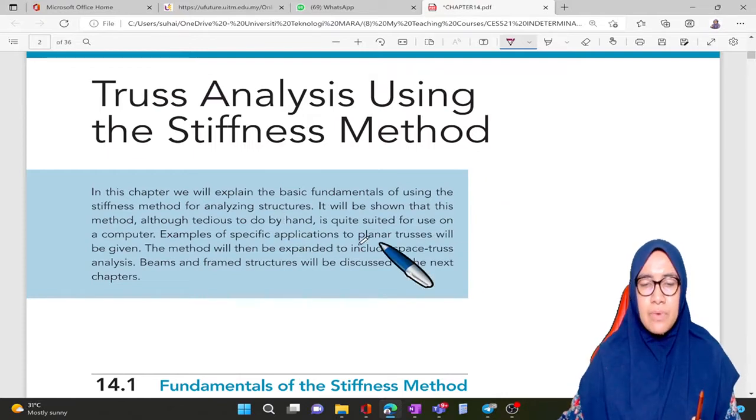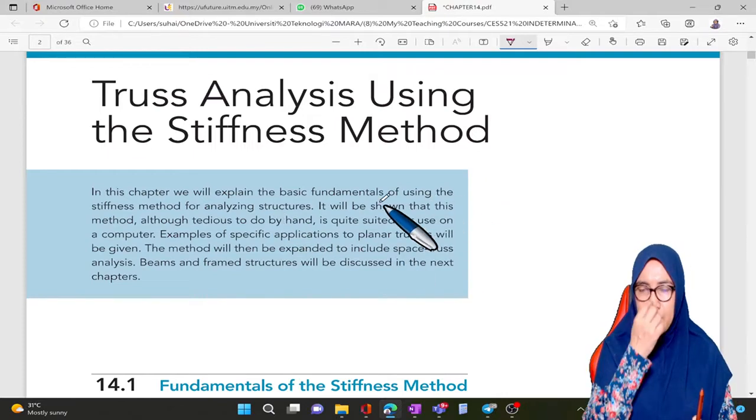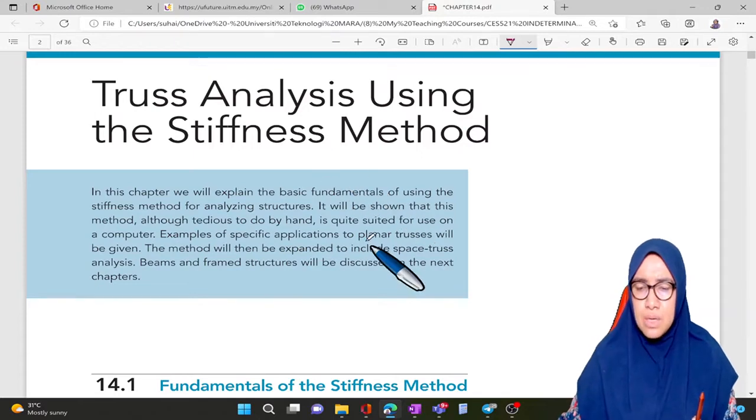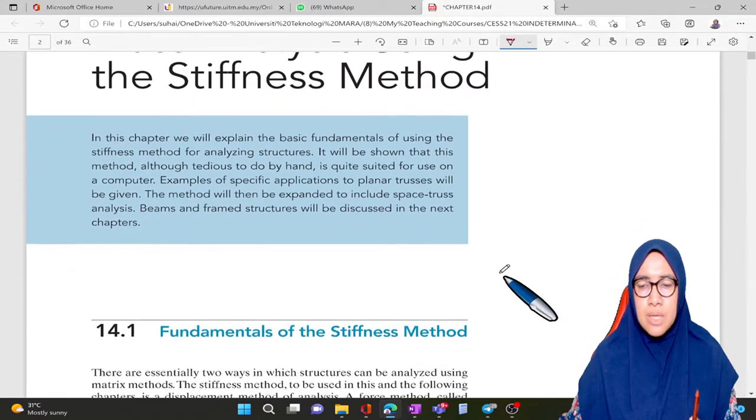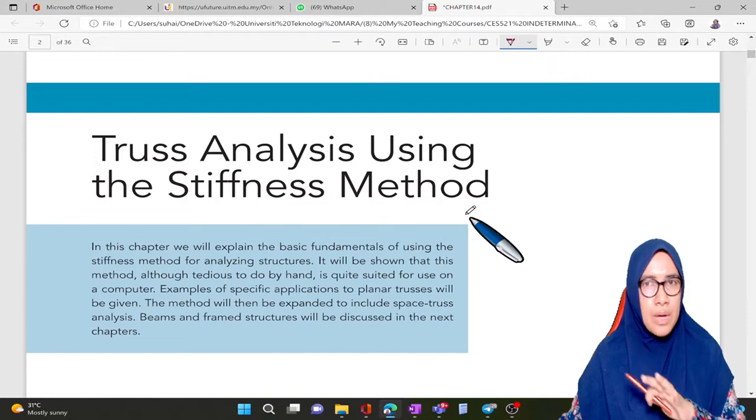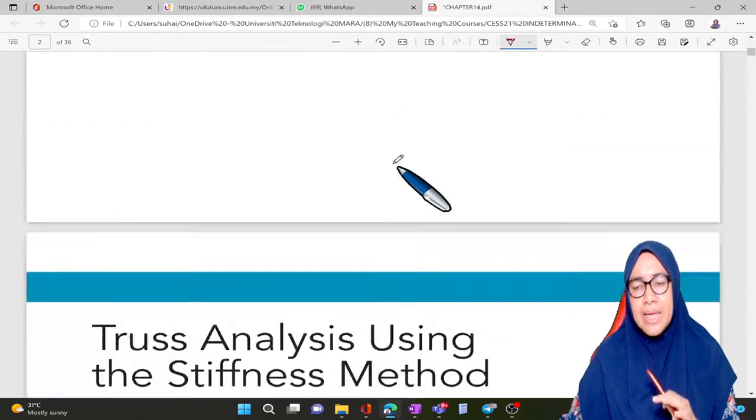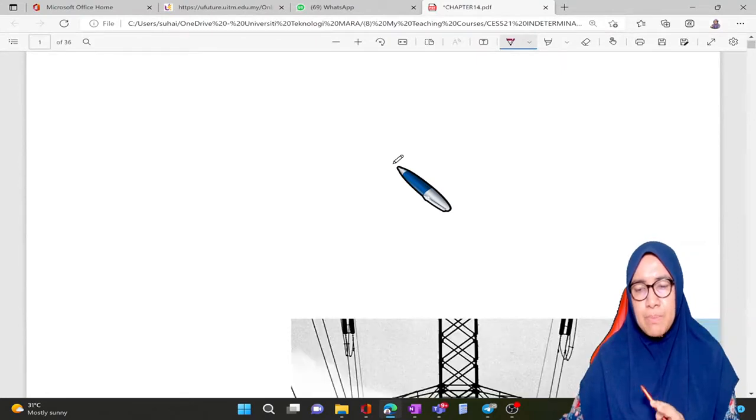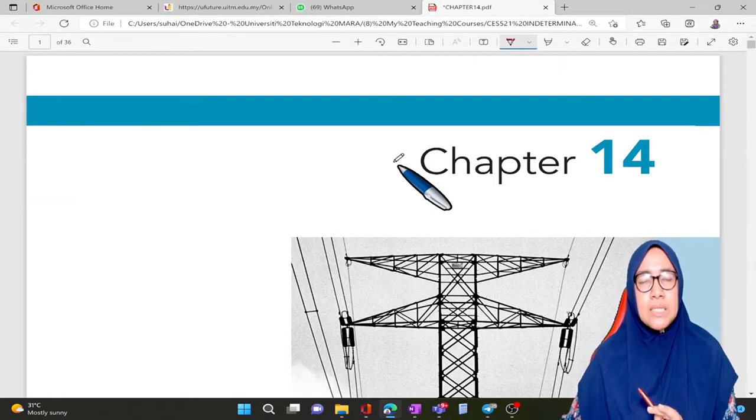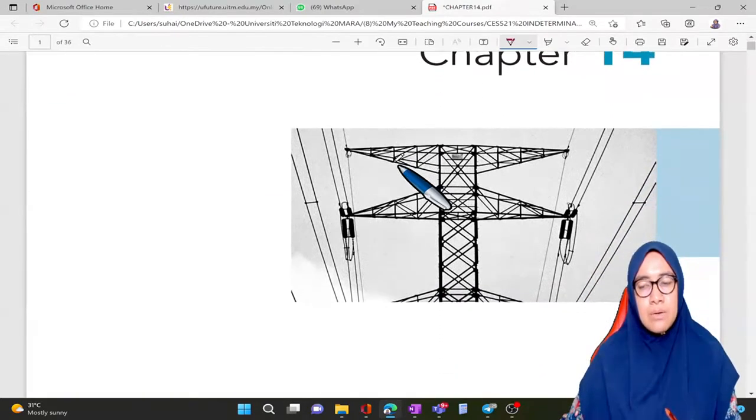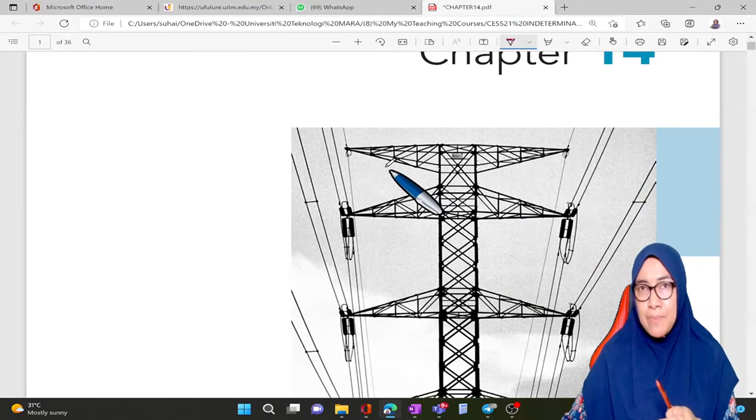Actually, I have this in the OneNote as well, but I can open the textbook here. As I said just now, this is topic number 14 in the Hibbeler textbook. Chapter number 15 is beam.